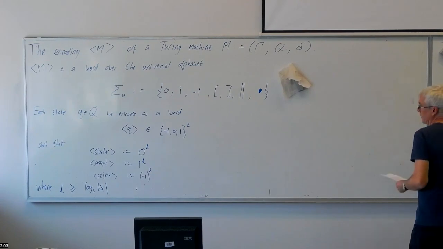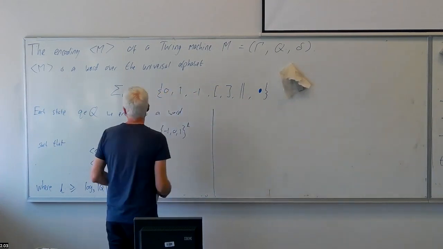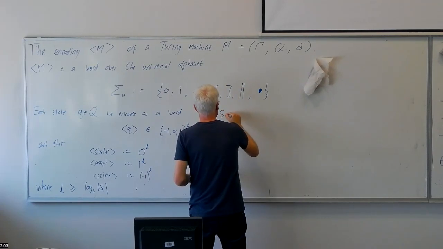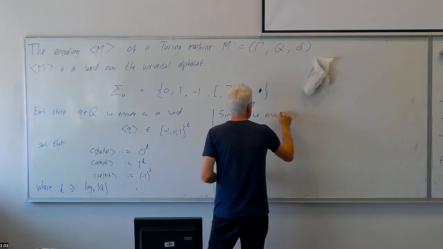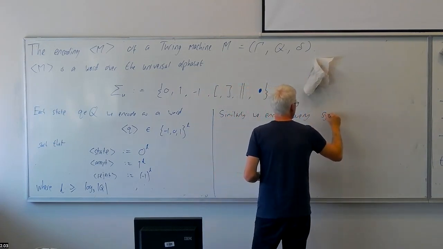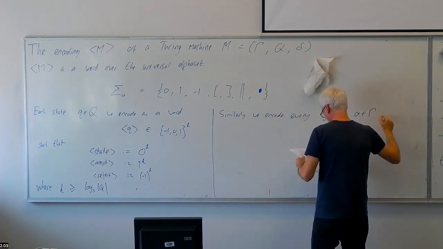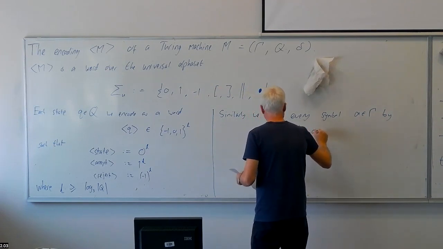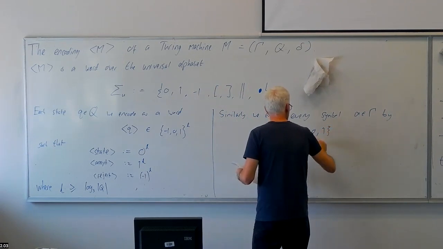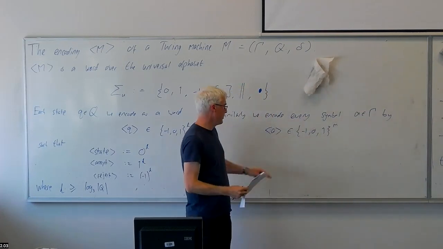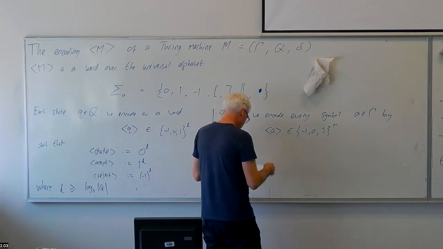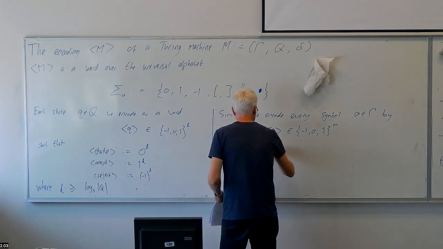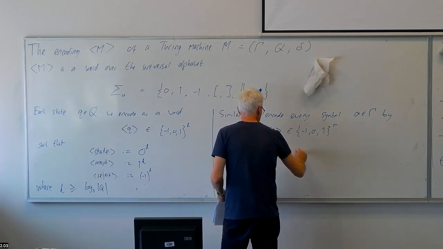Okay. So that's encoding states. In the same way, we're going to encode each symbol A in the tape alphabet gamma by some encoding of A as a word again. We're again going to allow ourselves to use -1, 0, and 1, and we're again going to require every symbol to have an encoding of the same length M, where in this case M needs to be at least log to the base 3 of the cardinality of gamma, the size of gamma.